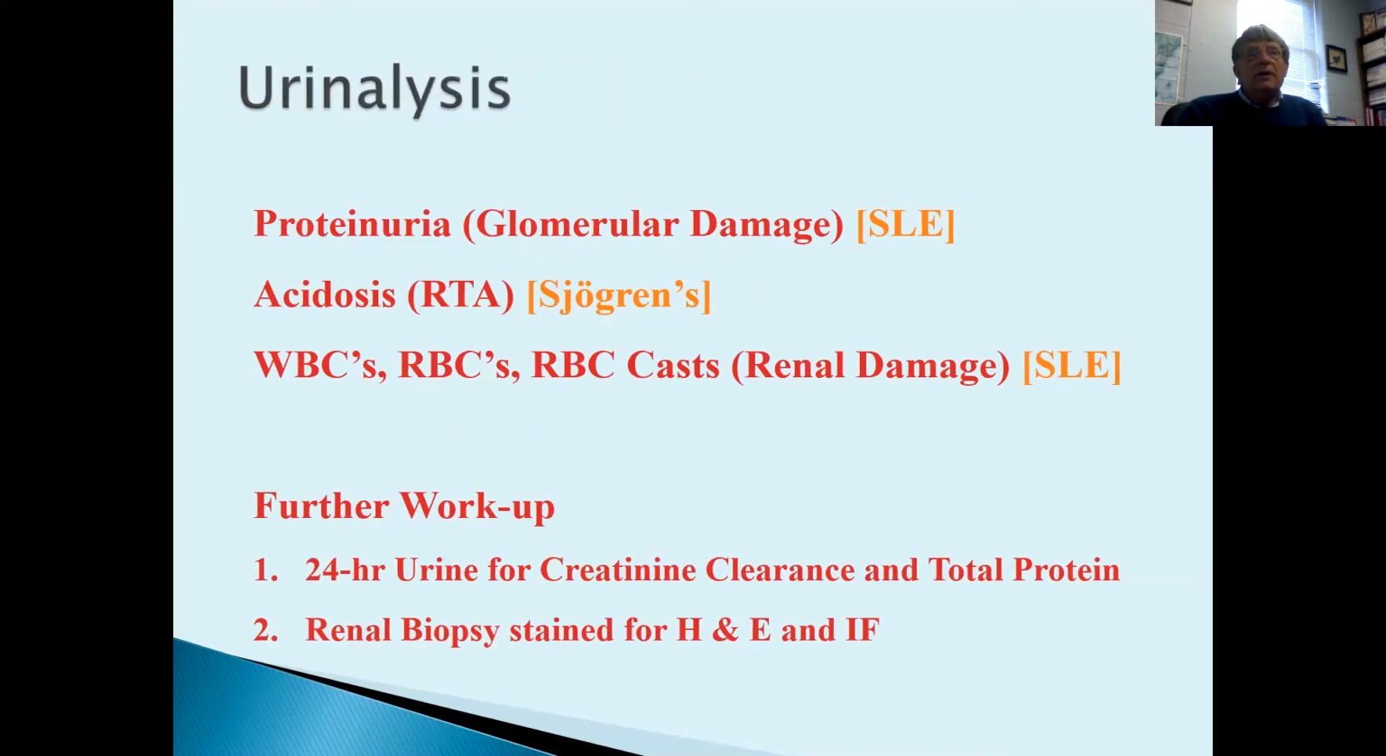Urinalysis is fairly obvious. The proteinuria showing glomerular damage, which we may see with lupus. We may see renal tubular acidosis in some of our young Sjogren's patients, especially we've seen this in some of our young medical students. Also, white cells and red cell casts are obvious to show renal damage. And if there are abnormalities, we're going to go on and collect a 24-hour urine or a creatinine total protein ratio, and we will proceed on for a renal biopsy if there is any worsening of the disease.